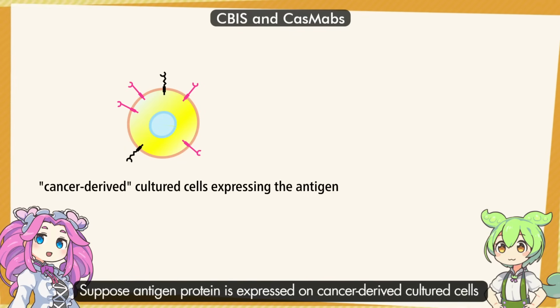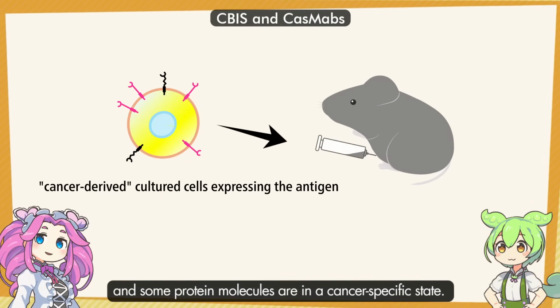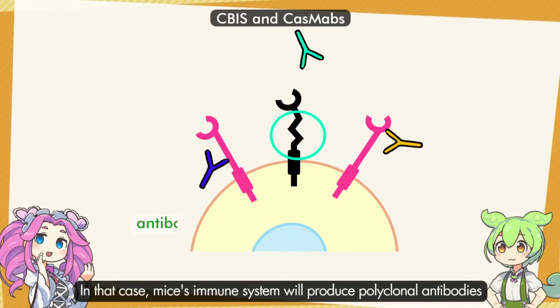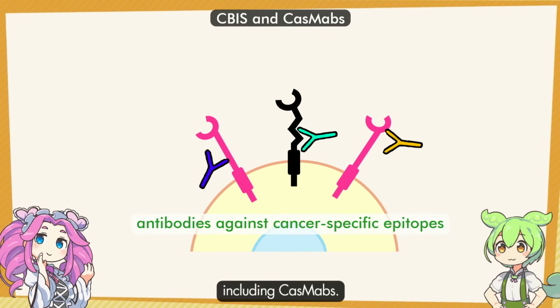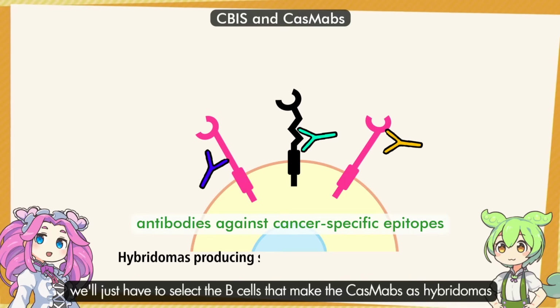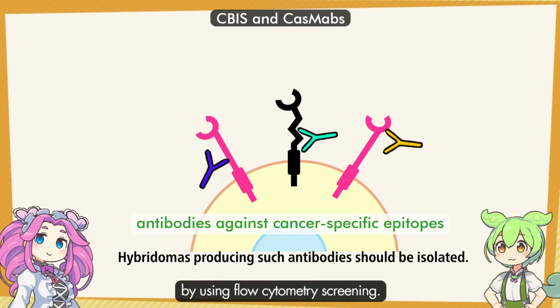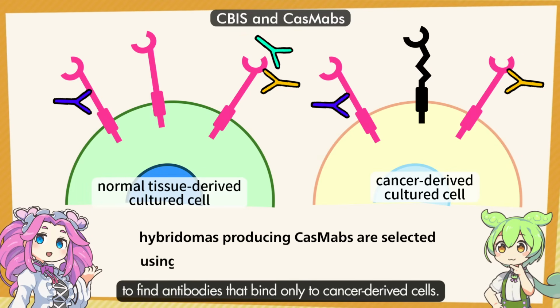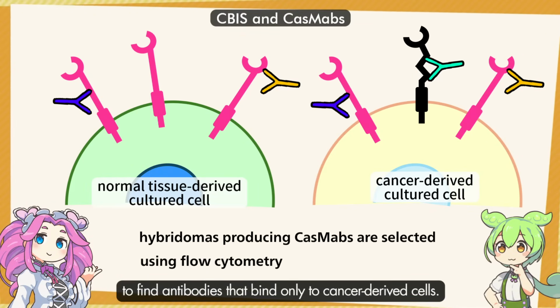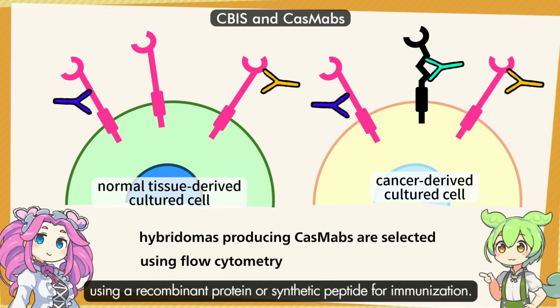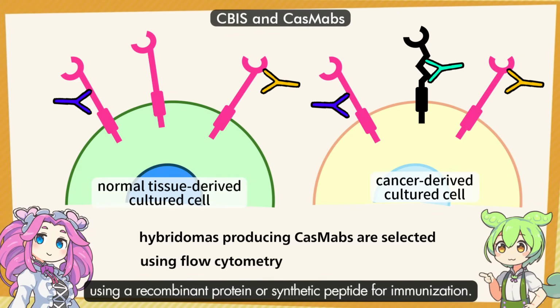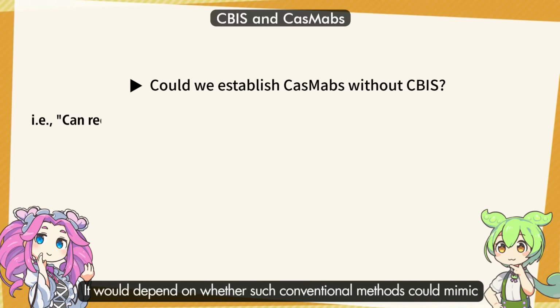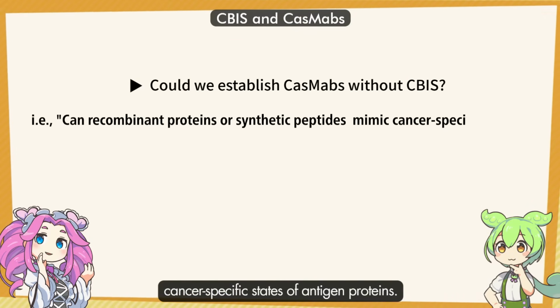That's right. Suppose antigen protein is expressed on cancer-derived cultured cells and some protein molecules are in a cancer-specific state. In that case, mice's immune system will produce polyclonal antibodies, including CasMabs. If only this is successful, we'll just have to select the B cells that make the CasMabs as hybridoma by using flow cytometry screening. Antigen proteins are expressed in normal tissue-derived and cancer-derived cultured cells, to find antibodies that bind only to cancer-derived cells. I wonder if it's impossible to produce CasMabs using a recombinant protein or synthetic peptide for immunization. It would depend on whether such methods could mimic cancer-specific states of antigen proteins.